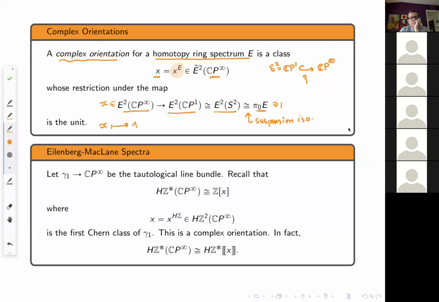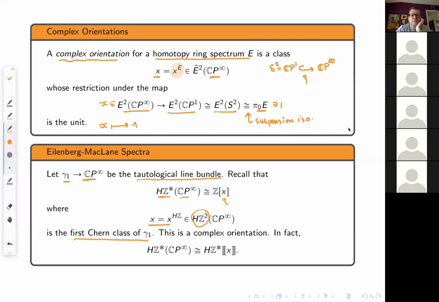Okay, so let's go through the first example, which should be very familiar. CP infinity classifies complex line bundles. So there's a tautological line bundle: if you have a line, then the fiber over a point is the vectors on that line. That's the tautological line bundle. Now, HZ is just your favorite cohomology theory. And the cohomology of CP infinity, if you remember, is polynomial on a class X. This class X is in H2 of CP infinity, and you can think of it as the first Chern class of gamma 1. That's one way you could say it.